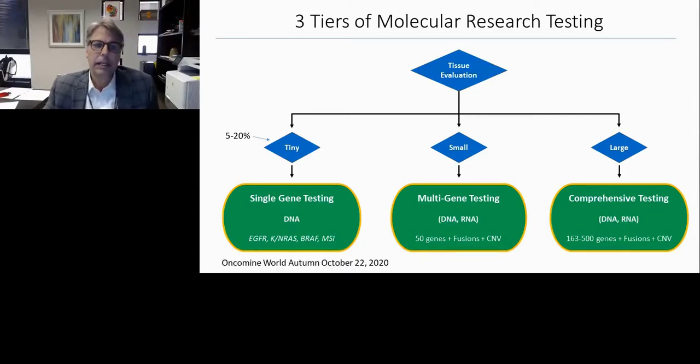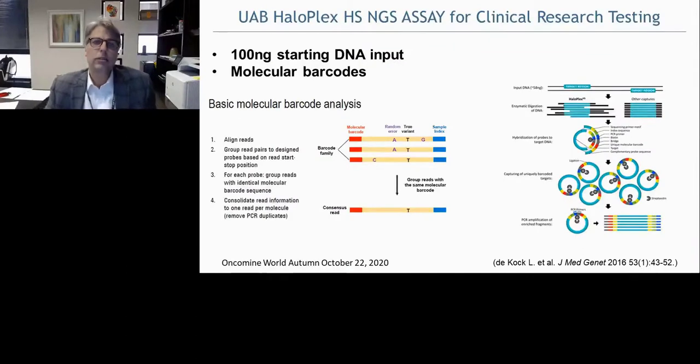At UAB, we had historically used a Haloplex target enrichment assay that had a fairly high requirement for our starting DNA input. The kit required 200 nanograms, but we had optimized it down to 100 nanograms. And the assay did have one advantage, which is that each molecule that you sequenced had a unique molecular barcode, which was important for being able to have high accuracy and quality of your sequencing data.